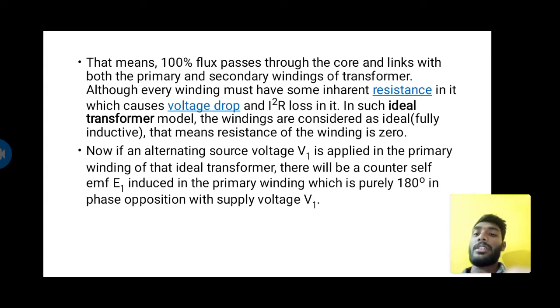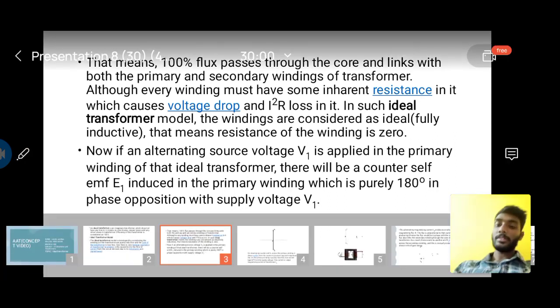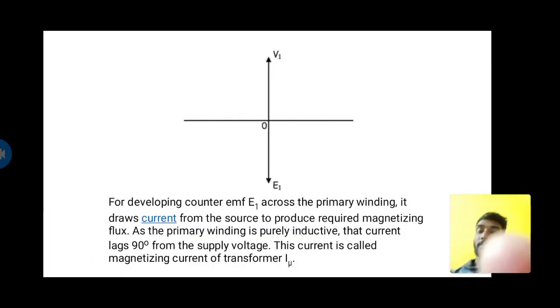Now, if an alternating source voltage V1 is applied to the primary winding of that ideal transformer, there will be a counter self EMF E1 induced in the primary winding, which is 180 degrees in phase opposition with the supply voltage V1. V1 points in the upward direction and the EMF in the downward direction.